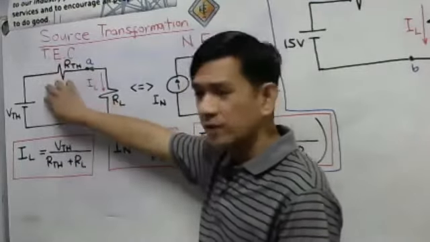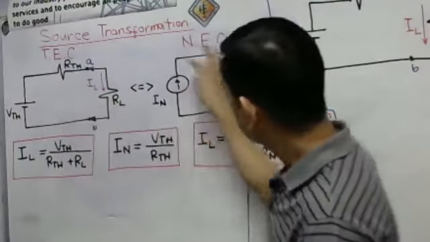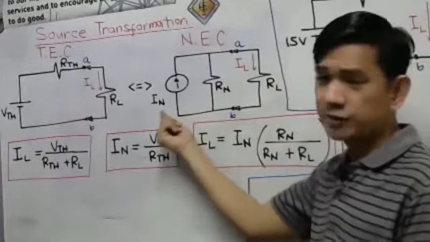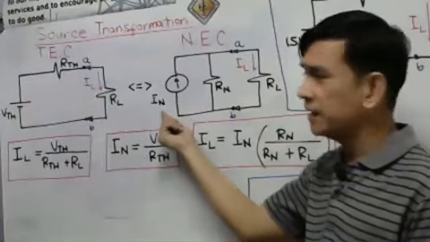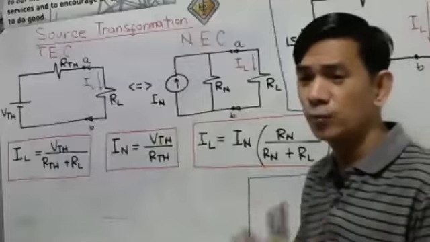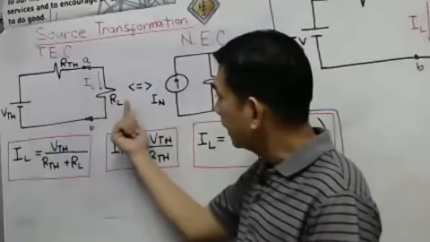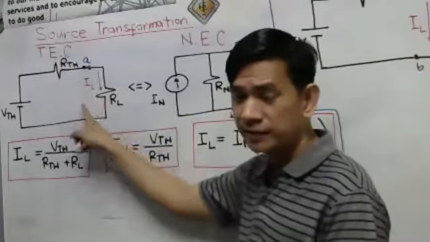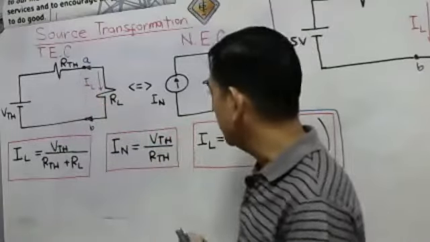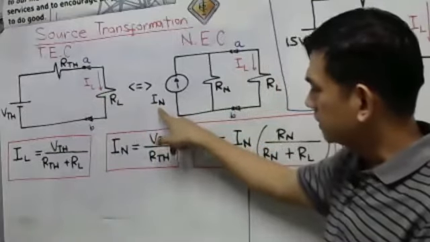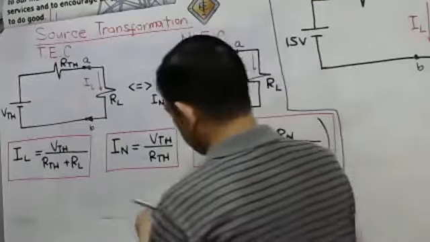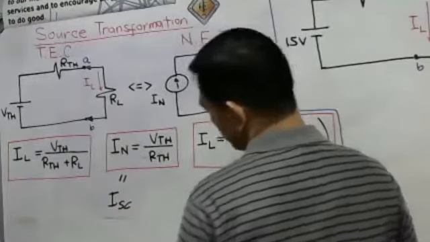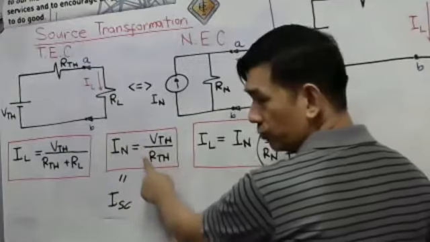This Thevenin's equivalent circuit can be converted into Norton's equivalent circuit. The Norton's equivalent circuit contains a short circuit current. Basically, this Norton's current is the short circuit current when we remove RL and put a short circuiting conductor at terminals A and B. What will be the short circuit current through that short circuiting conductor? In other books, they use the symbol ISC, the short circuit current. That is basically equal, by Ohm's law, to VTH over RTH.